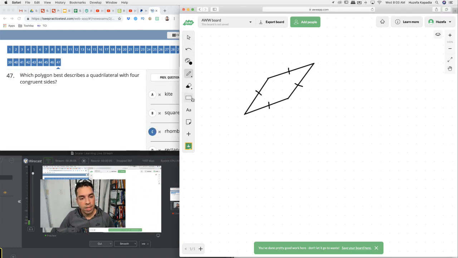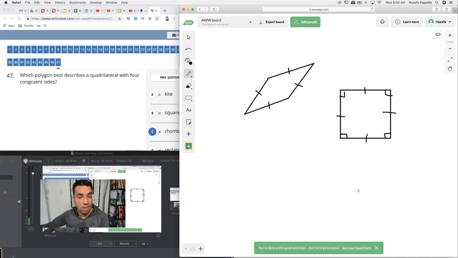Now, you might get tripped up because you think, wait a minute, what about a square? Square is on that list. Square also has 4 congruent sides. But the definition of a square is not just 4 congruent sides, it's 4 congruent sides and 4 right angles. They didn't say it has 4 right angles, so that's too great of a limitation.